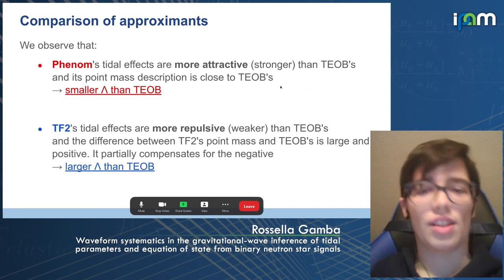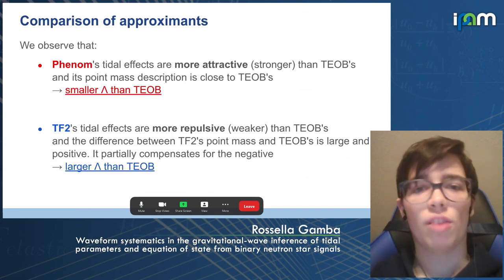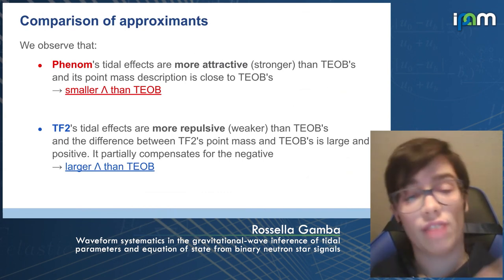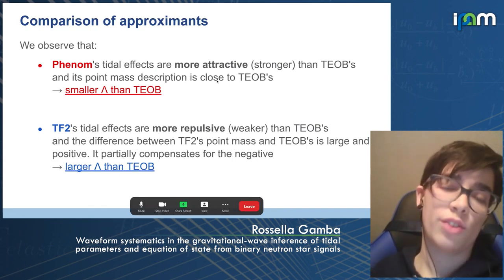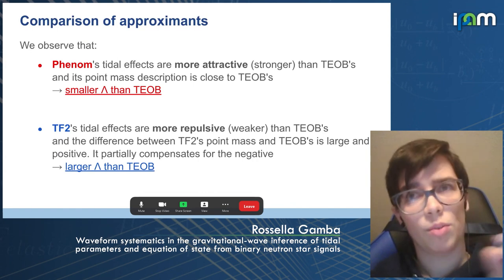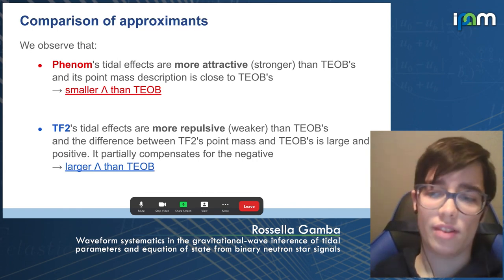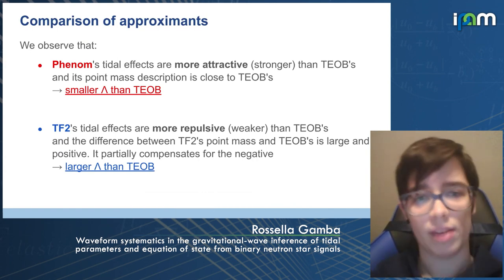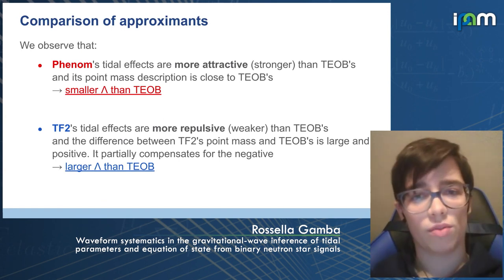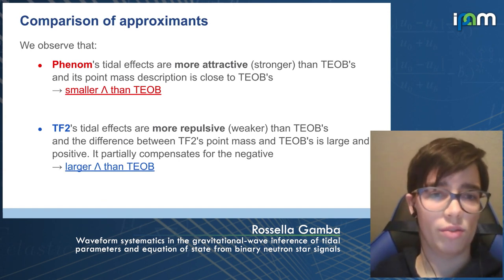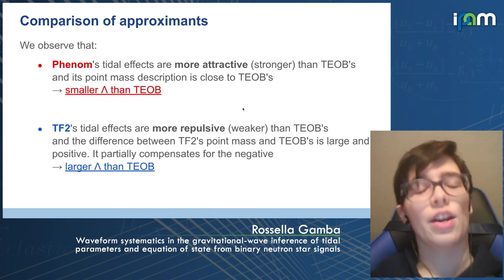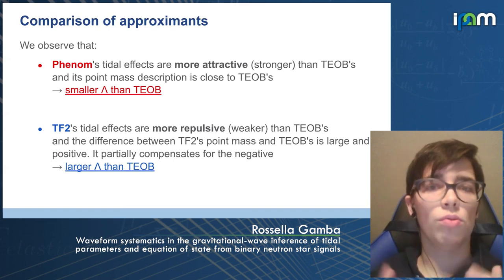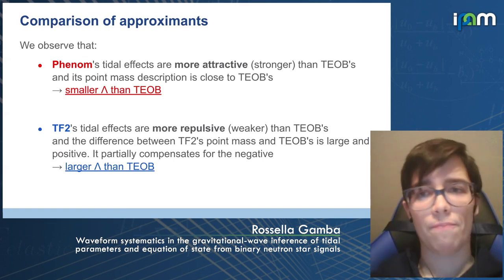So this is just a summary of what I was telling you before. Phenom is more attractive, and the tidal effects of phenom are more attractive than TUB or SMS. So when you do actual parameter estimation, you expect to obtain smaller tidal parameters with respect to TUB or SMS, whereas the opposite is true, of course, for Taylor F2. Since their tidal effects are more repulsive and weaker than TUB or SMS, you will obtain larger lambda than TUB to compensate for this.